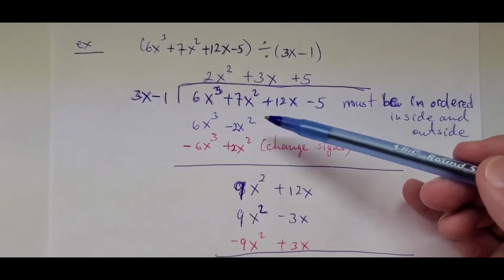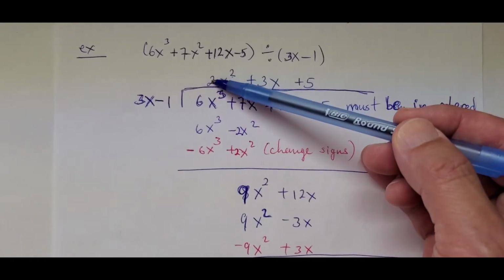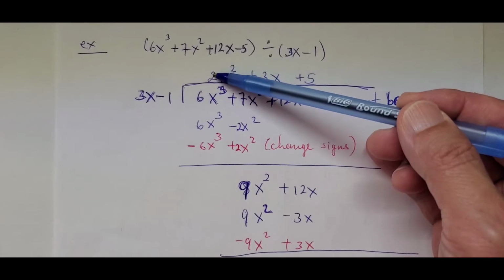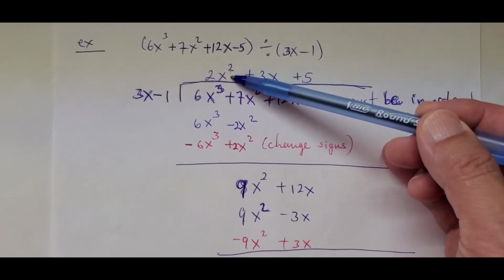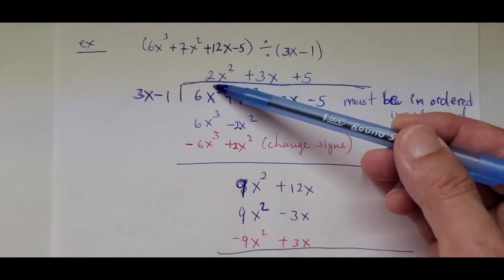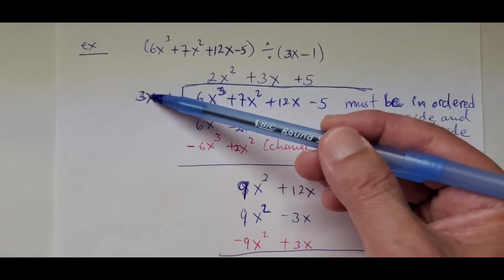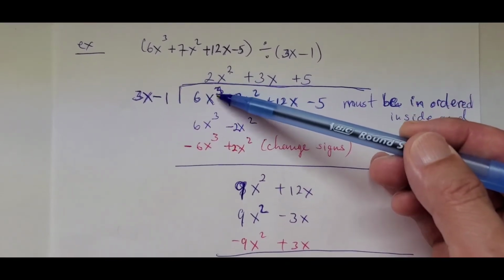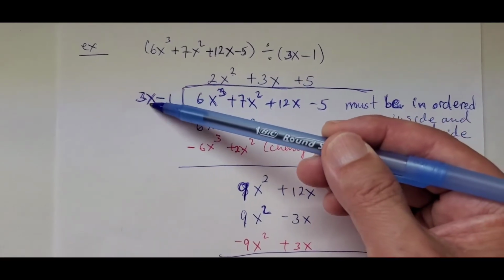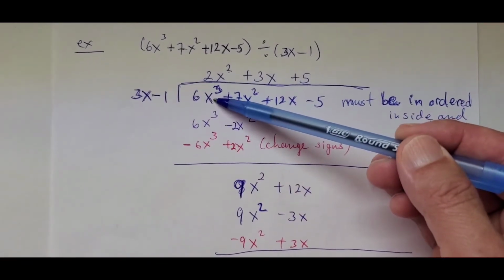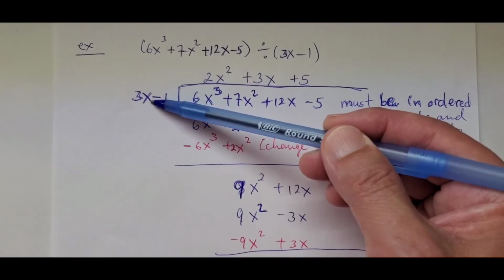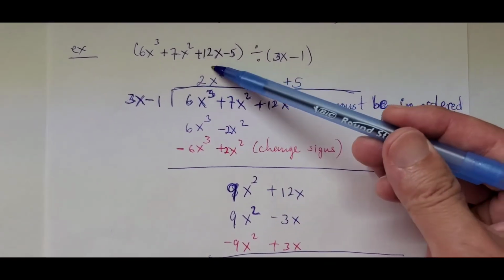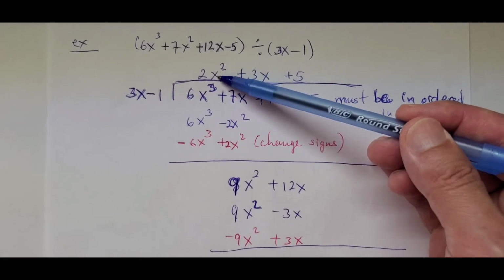Make sure you know where the 2 comes from, because 3 goes into 6 2 times. Make sure you know where x squared comes from. This is x cubed, this is 1x, so I need 2 more x to make x cubed. And that's where the 2x squared comes from.